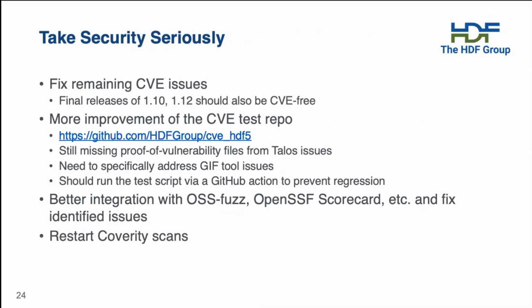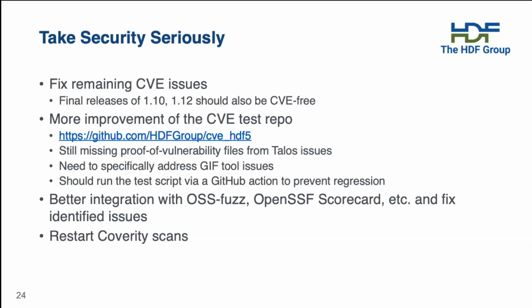So like I said, about taking security seriously, I want to fix the remaining CVE issues. I want to have the final releases of 1.10 and 1.12 be CVE free. We have a CVE test repo that has the proof of concept files. They're all in one spot. They have a script that will go through. You can point it at a distribution of the library, and it'll run h5dump over all the test files and make sure that they don't crash. Still needs a little bit of work. We're still missing some files.